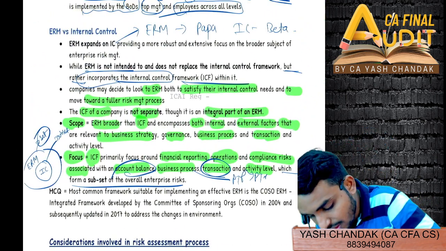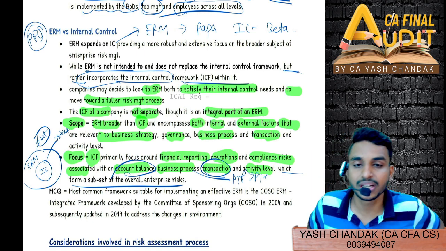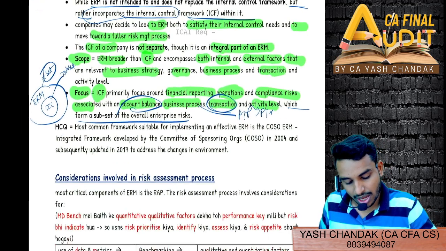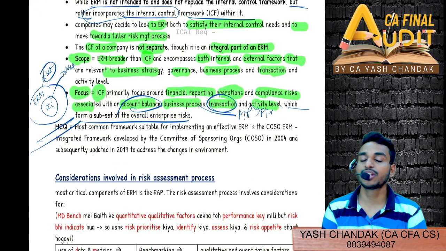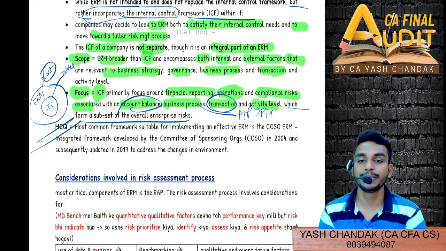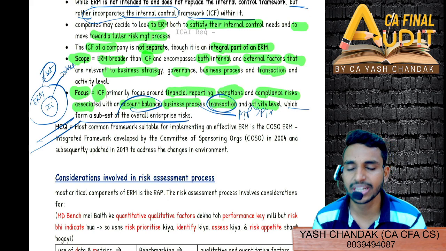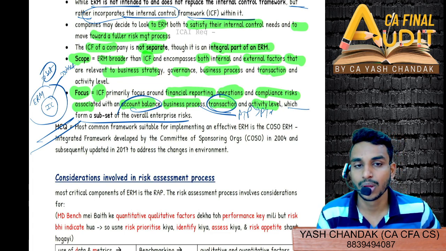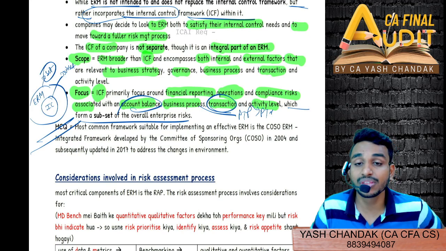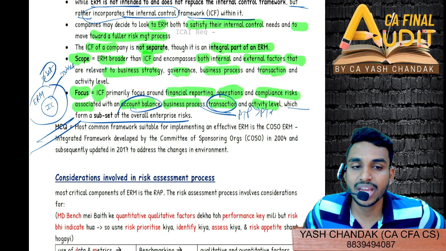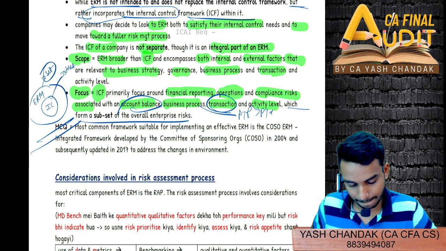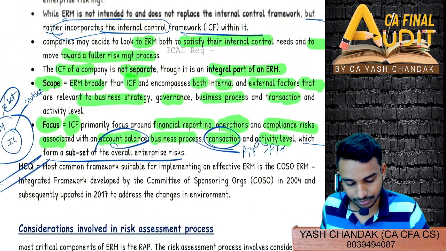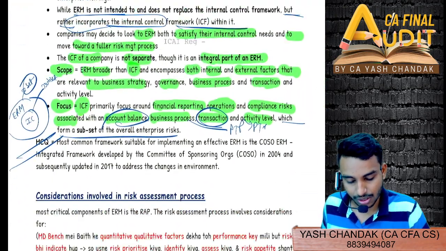This also has not yet been asked: ERM versus internal control. They have given an MCQ on the COSO framework that we saw yesterday. Remember the COSO framework, which came in 2014, and then I told you that it was further amended in 2017 to reduce the principles to 17 principles. So that COSO framework is what they are talking about as the most important, critical ERM. Any doubt?